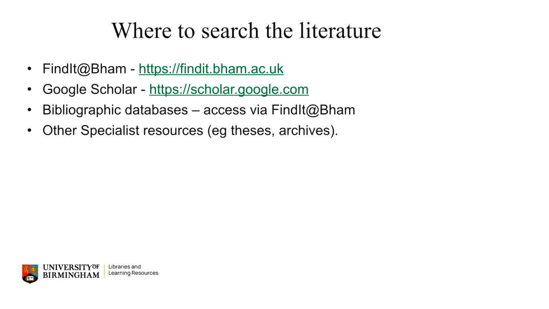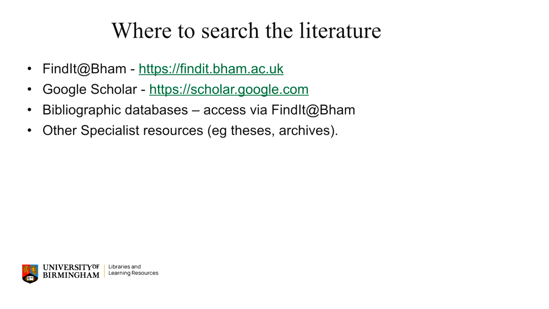There are several places where you can search for literature. Find It at Birmingham, our library catalogue, enables you to search across all of the library's collections and beyond. Google Scholar is a useful resource. However, its search functionality is limited and the research results can be variable, so we advise using other sources for your main literature search. Bibliographic databases are specifically designed for literature searching and are all accessible via Find It at Birmingham. You may find that you need to search other specialist resources, such as thesis catalogues or manuscripts and archives, depending on your subject area.